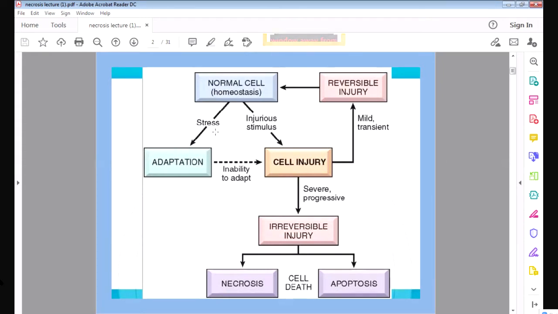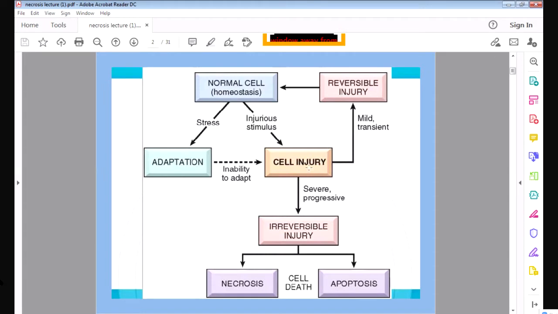But when the stress is more, and the cell is not able to adapt, the cell will undergo injury. That is called cell injury. Then when the injury is mild, the cell will recover. That is called a reversible injury. When the injury is mild, the cell will recover and convert itself into a normal cell.